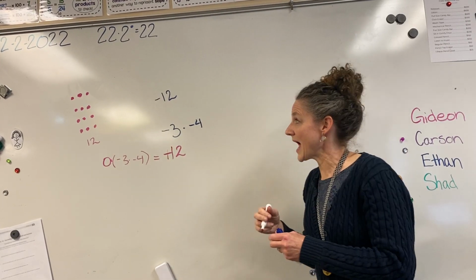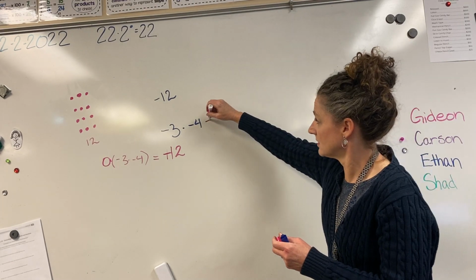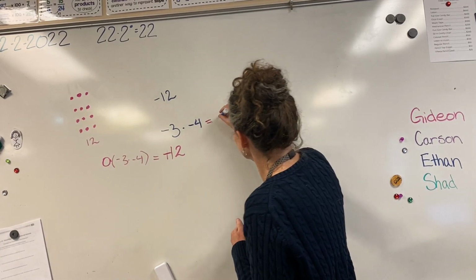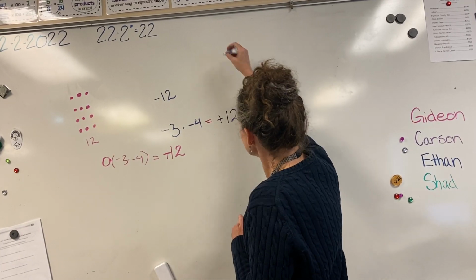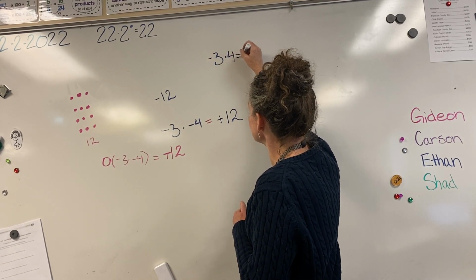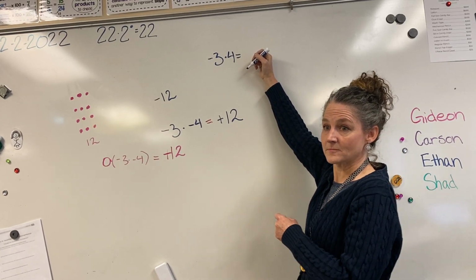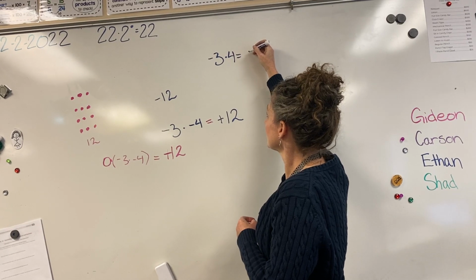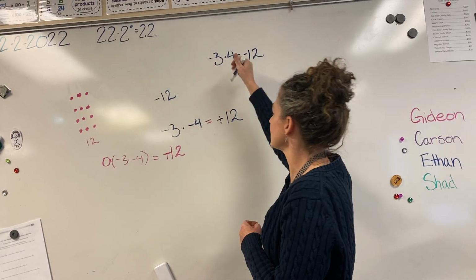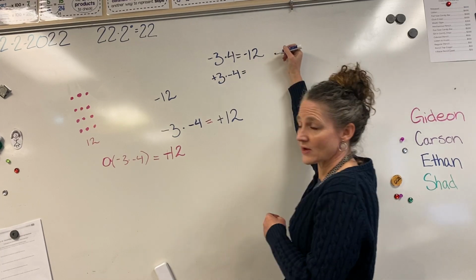When I have a negative times a negative, what do I end up with? A positive. A positive 12. And that's because I'm taking away a negative. So if I have negative 3 and I put negative 3 there 4 times, what do I end up with? What's negative 3 times 4? Negative 12. I have one positive or one negative and one positive. What if I have positive 3 and I put it down negative 4 times? What do I end up with?